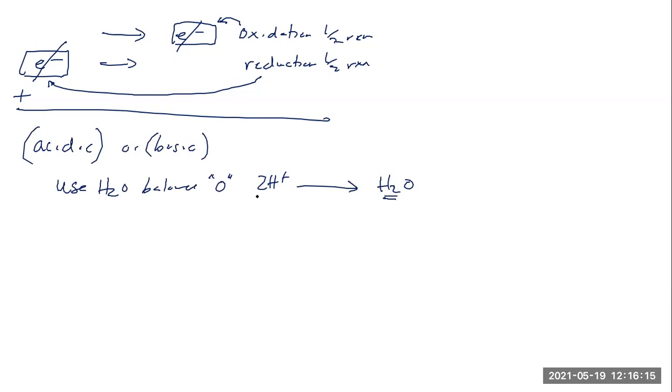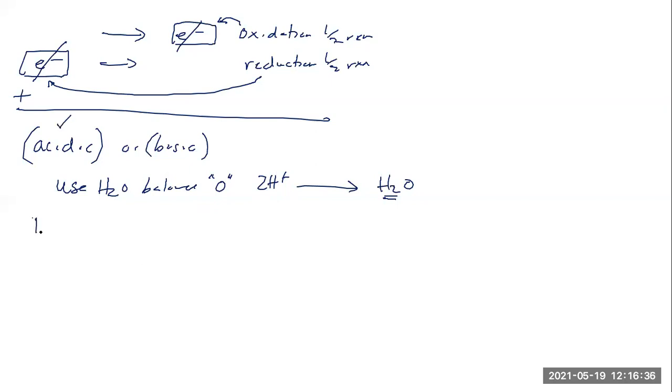Remember, we balance everything other than oxygen and hydrogen. Then we balance oxygen by adding water. Then we add electrons, make sure we have the same number of electrons in each half reaction, and add them back together. At that point, if you did everything correctly, you should be balanced in acidic solution.